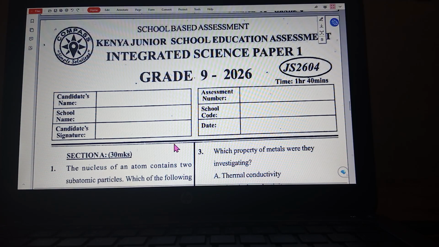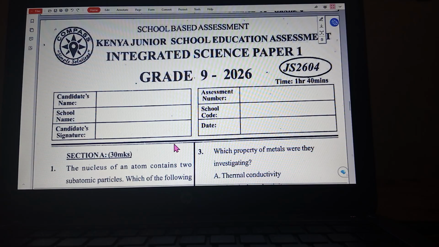It is a wonderful evening indeed, and I would like us to revise a grade 9 integrated science paper 1 here with me. This is a sample of an integrated science paper 1. Remember, paper 1 has two sections. Section A has 30 questions, meaning 30 marks, and section B has 40 marks. So today, permit me to take you through section A.